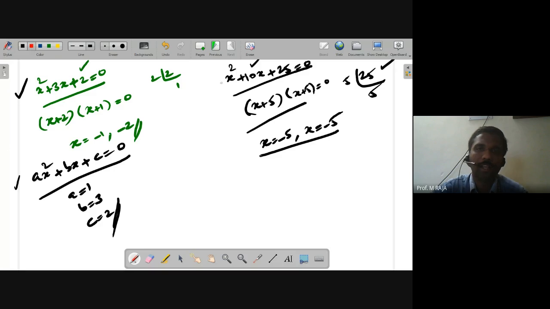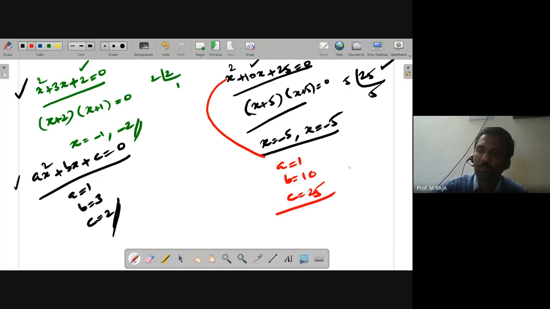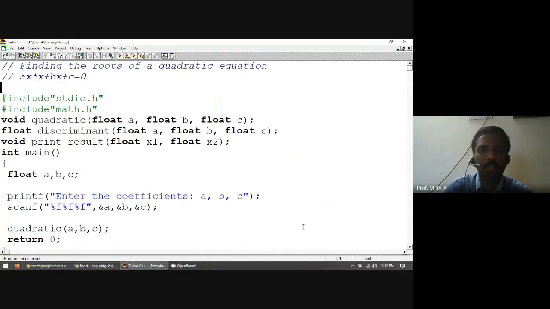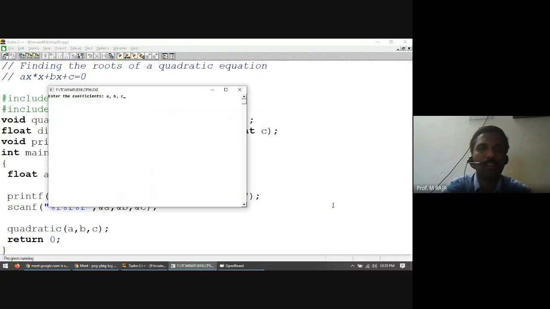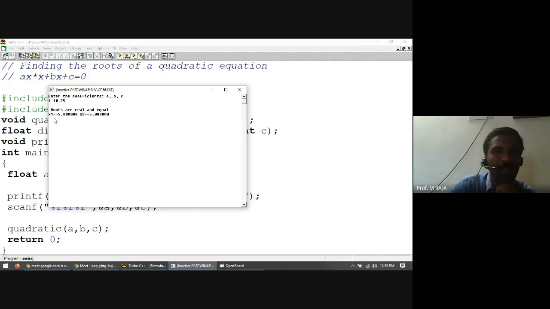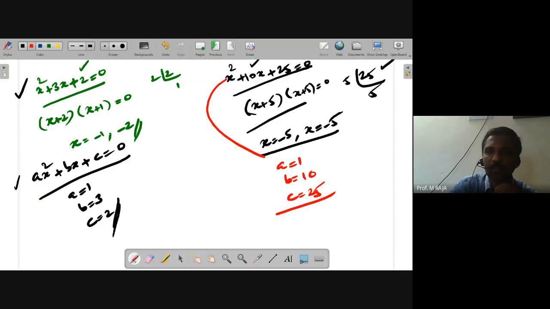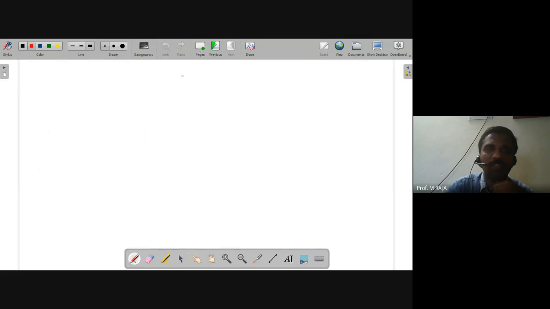Now provide the coefficients. a is equal to 1, b is equal to 10, c is equal to 25. So 1, 10 and 25. Control F9, second run, 1, 10, 25. Roots are real and equal. x1 is minus 5, x2 is also minus 5. Then have the third one to include the imaginary roots.